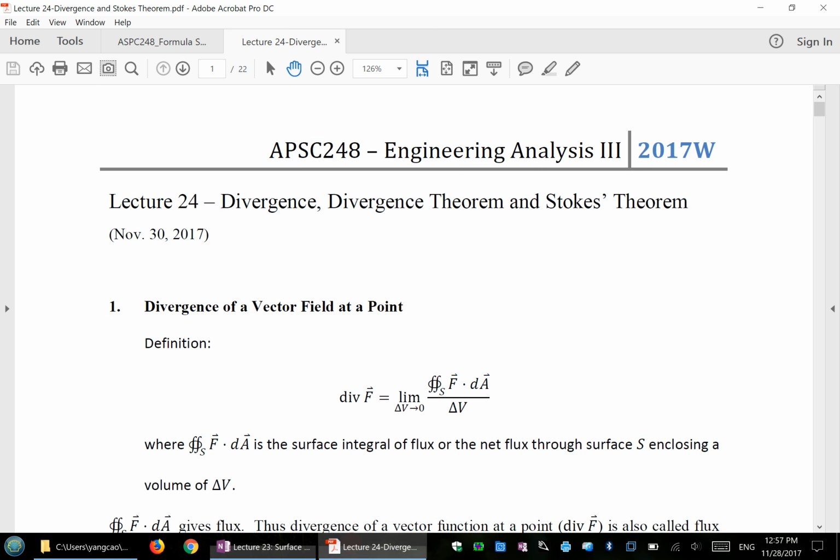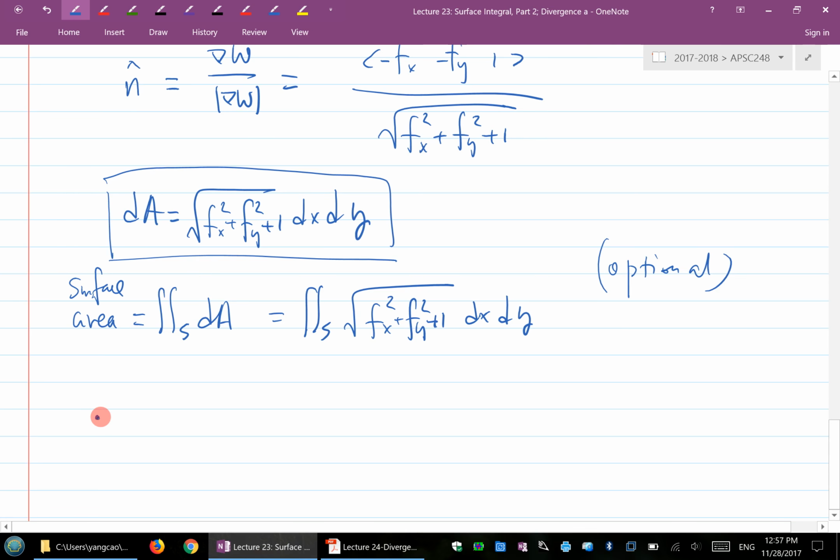Now, second comment. Let me write down n hat dA again, which is plus or minus (negative f_x, negative f_y, 1) dx dy. So this is your n hat dA. Now there's a positive and a negative here, so which one shall we use? What's the meaning of this positive and negative sign inside this formula, and when do we choose positive and when negative?